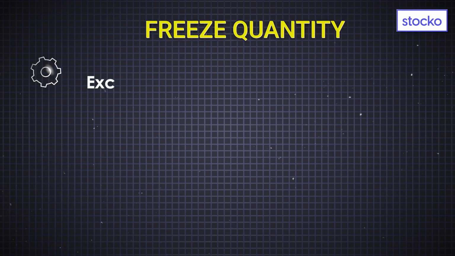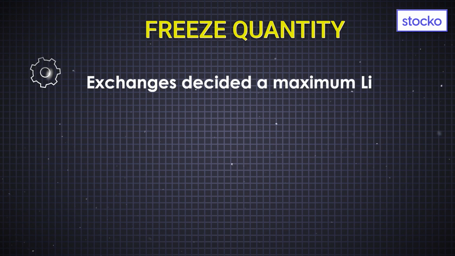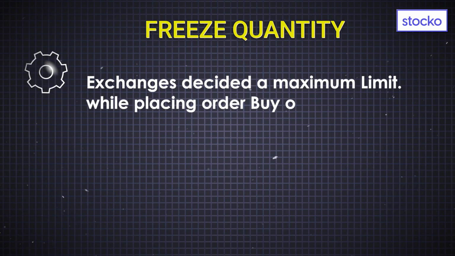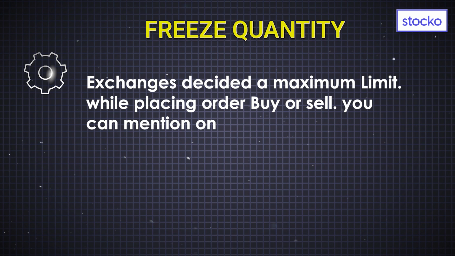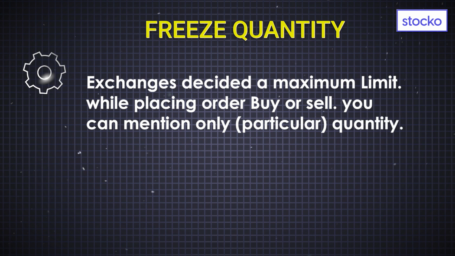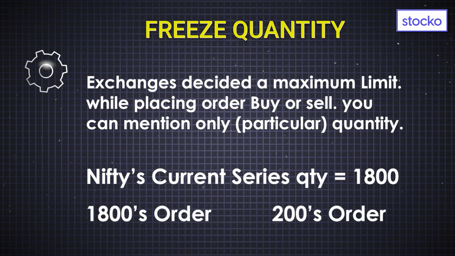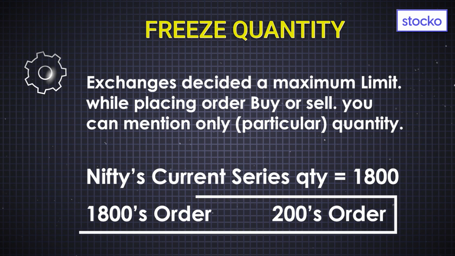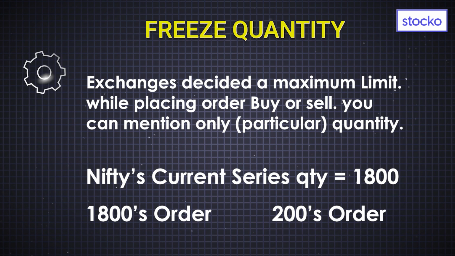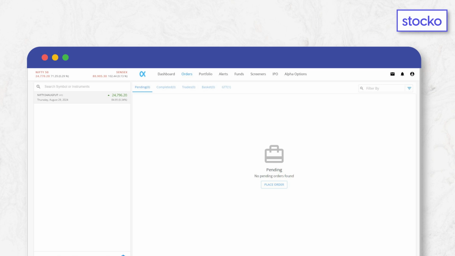Now let's see what is freeze quantity. Exchanges decide a maximum limit for the quantity that can be mentioned in a particular script in an order. For example, the current freeze quantity for Nifty is 1800. Means if you want to buy 2000 quantity, you will have to place two orders. One is for 1800 and another for 200 quantity. But by using iceberg order, you don't have to place multiple orders. It will break down your order by itself into small lags. So let's see how you can place iceberg order from your trading platform.